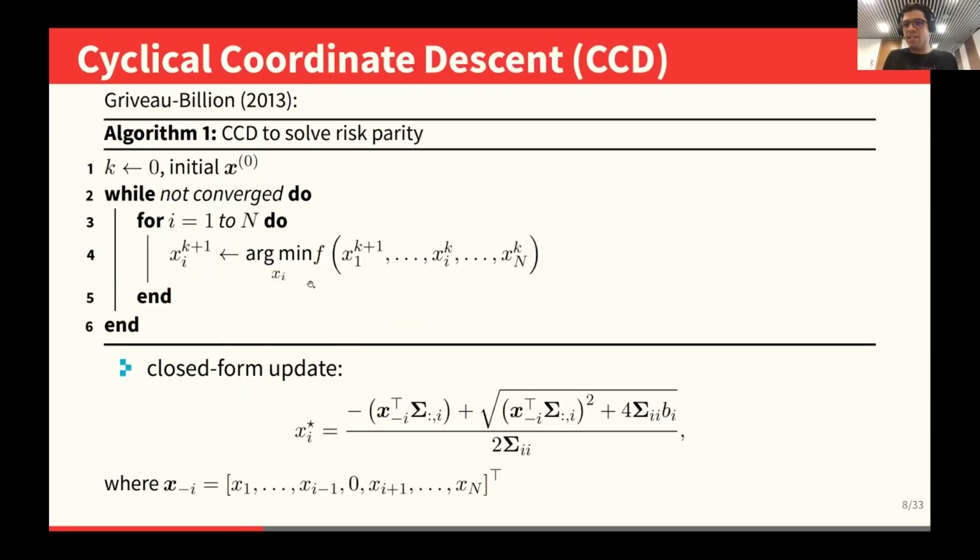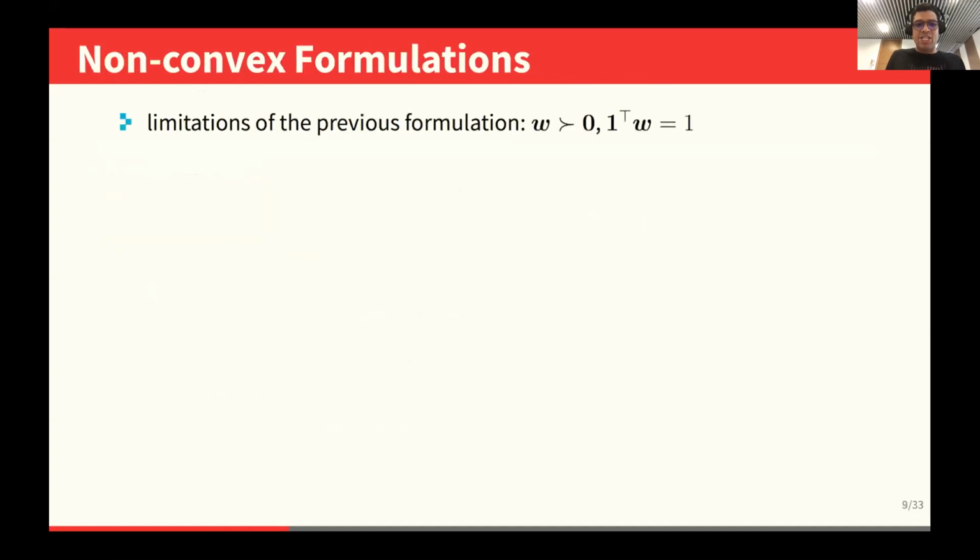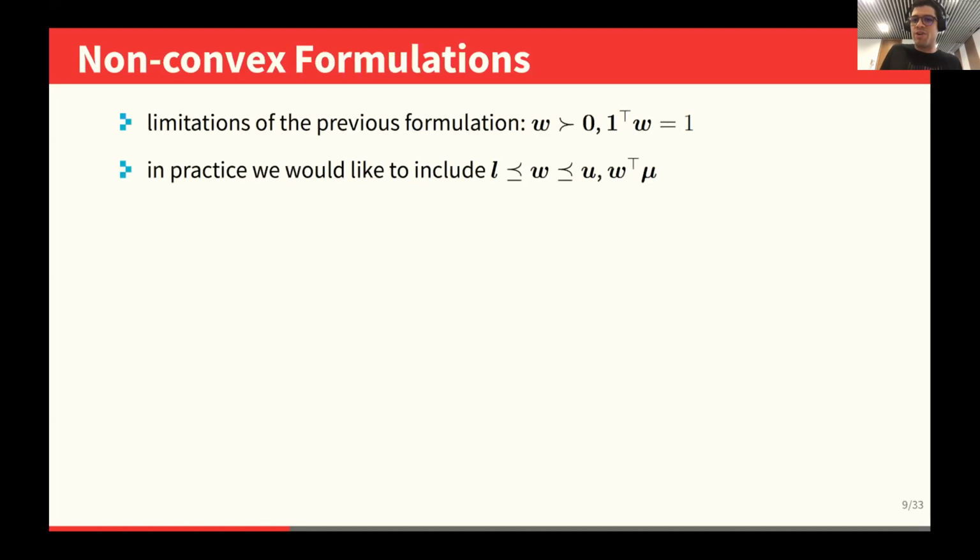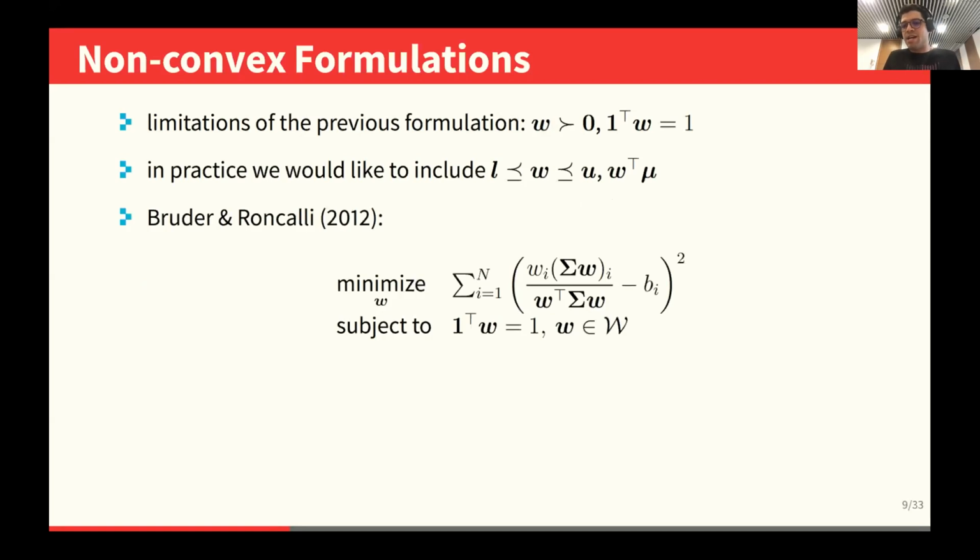And here's the CCD, cyclical coordinate descent algorithm to solve this problem. I guess you've implemented exactly this algorithm on the last homework, if I'm not mistaken. And to the extent of our knowledge, this algorithm is the fastest algorithm to obtain the solution for this convex risk parity problem, right? But then in practice, practitioners want to include additional objective terms or additional constraints such as box constraints or the expected return, and then that convex approach doesn't work anymore.